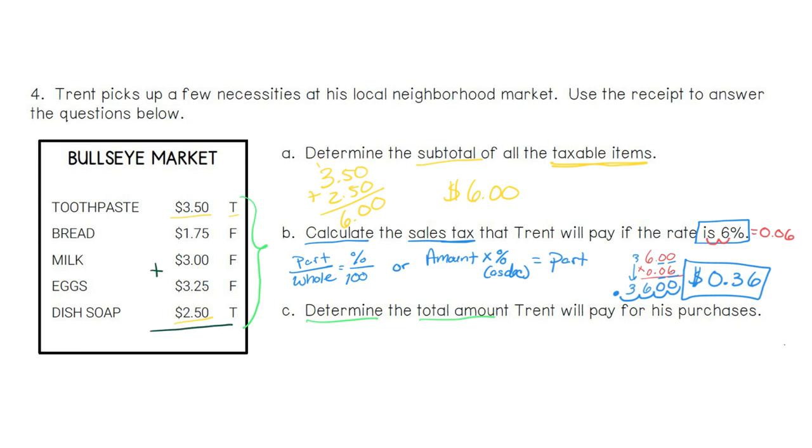So 5 and 5 gives me 10. Carry the 1. That column will give me 20. Carry the 2. I get $14 for his subtotal. So that again is the subtotal. That is the amount he owes before taxes. And now add in the sales tax. And the total amount he will pay for his items is $14.36.